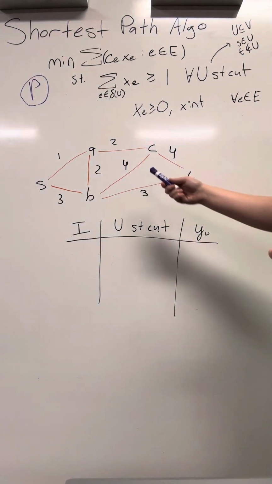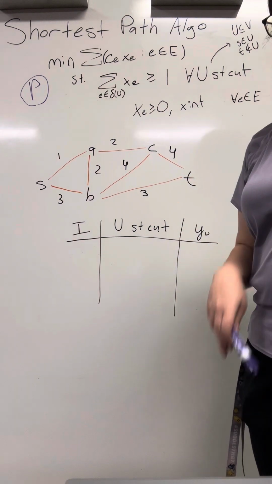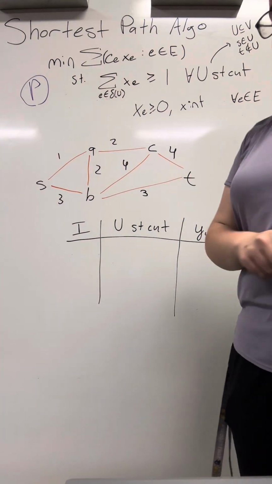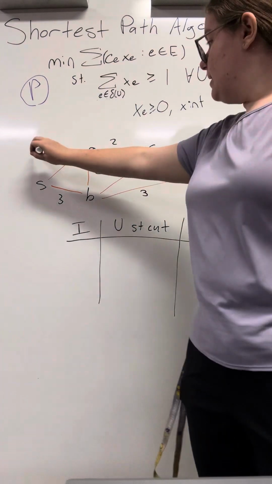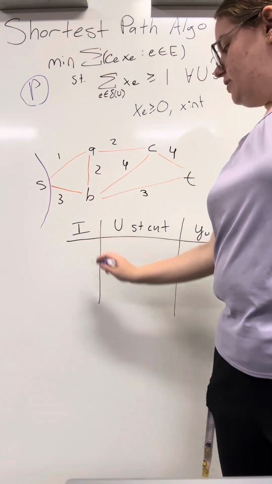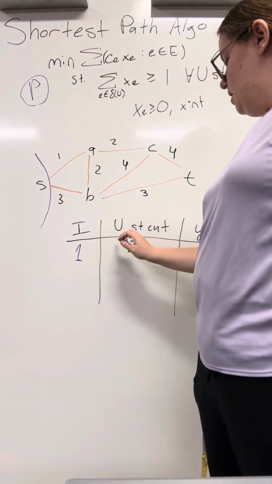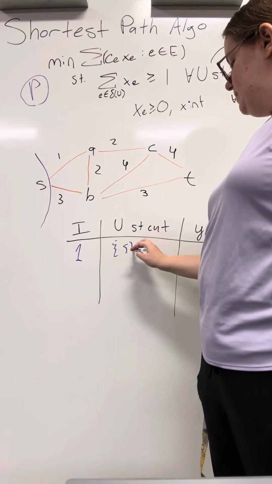So, we have this thing here. How do we use the shortest path algorithm, or Dijkstra's algorithm? So the first thing we do is we do our first cut, and it's just going to include S. So this is iteration 1. Our cut just includes S.